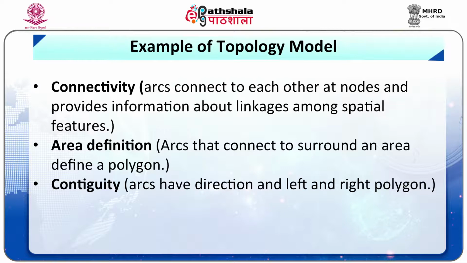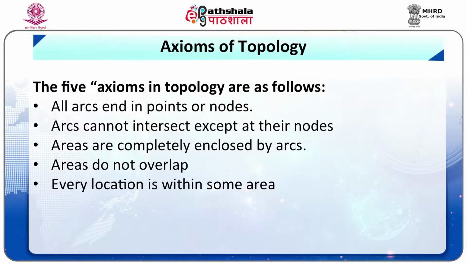And the five axioms which we have to remember in topology are as follows. All arcs end in points or nodes. Arcs cannot intersect except at their nodes. Areas are completely enclosed by arcs. Areas do not overlap, and every location is within some area. That is something which is so very important.